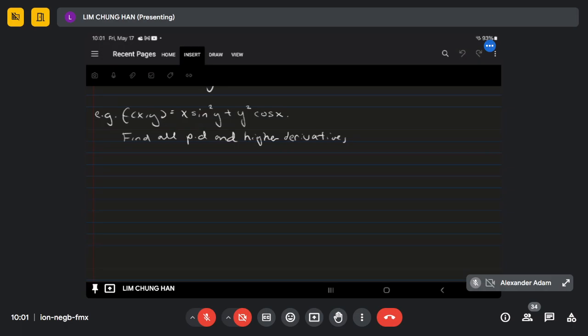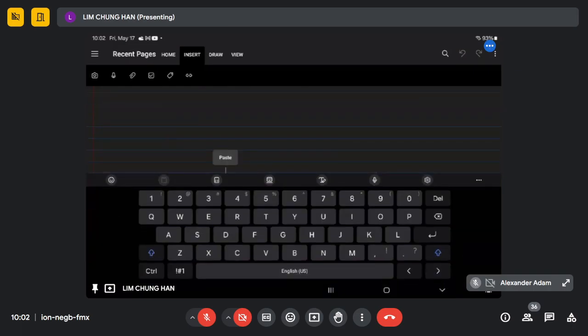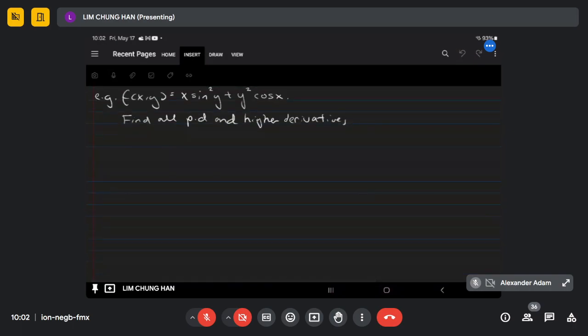Mana sudah? X sine squared y. Where is x sine squared y? Oh, here. Okay, so the first one. Wait, come on, share with me. What's the square?